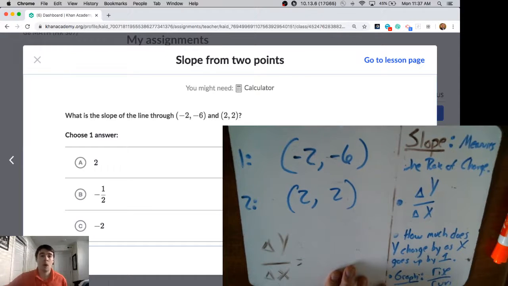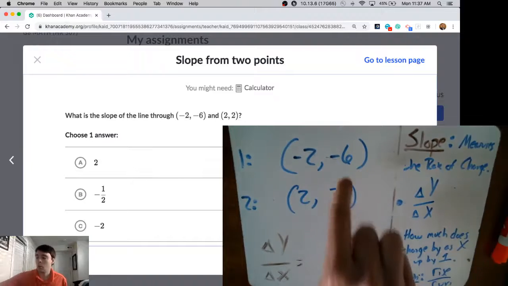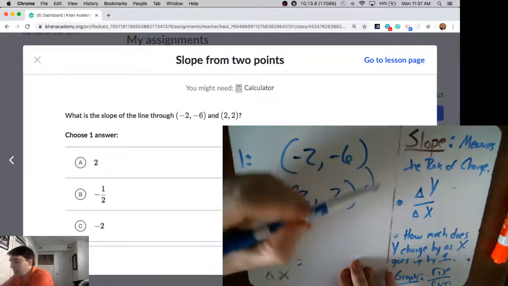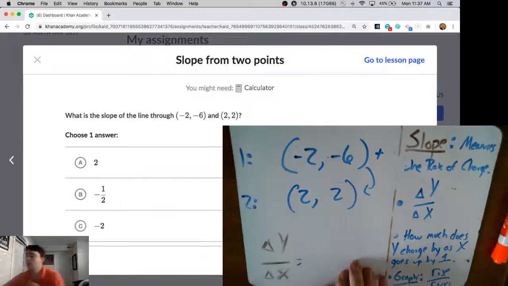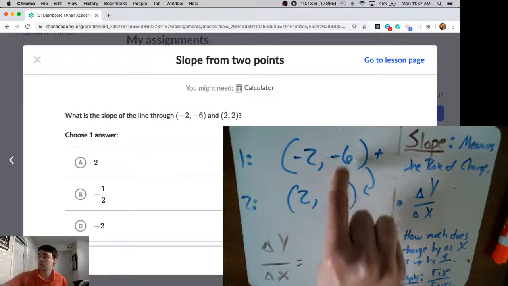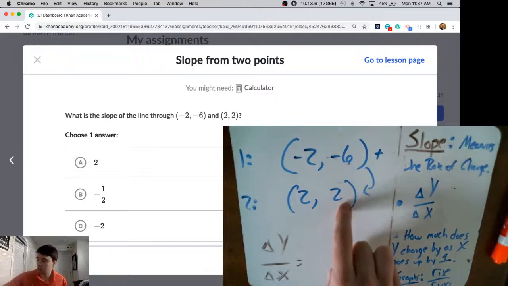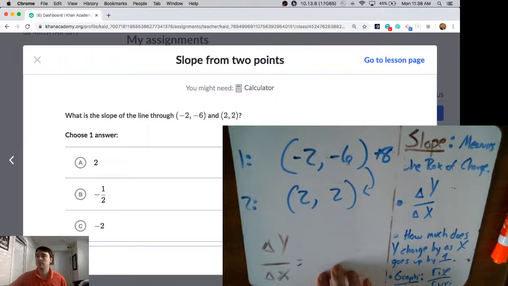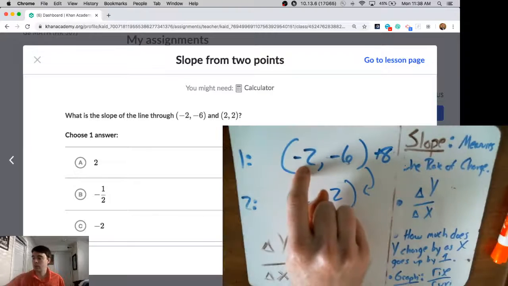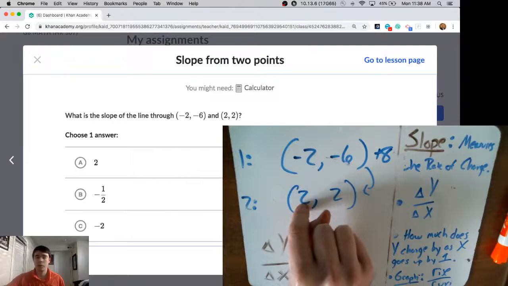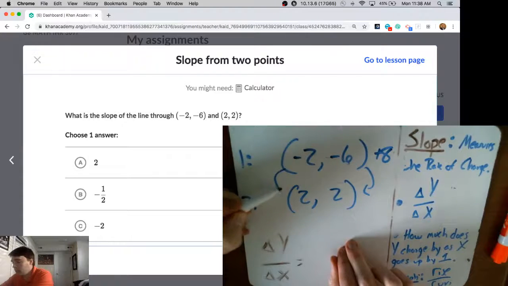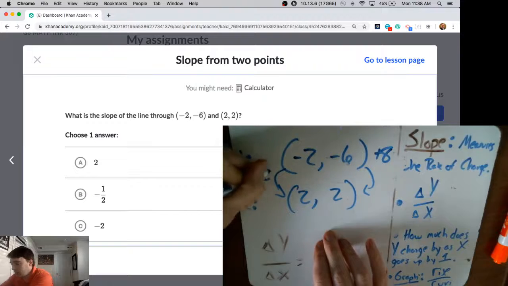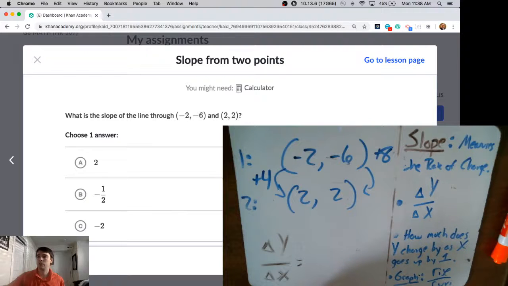So measuring my y change first, the y goes from -6 to +2. That's gaining value. It goes from a negative to a positive, and specifically it gained 8 units. It goes up by 6, and then by 2 more to get to +2. 6 and 2 gives me a +8. The x value travels from -2 all the way to +2. That's also gaining value. It gained 4 units to get from -2 up to +2.